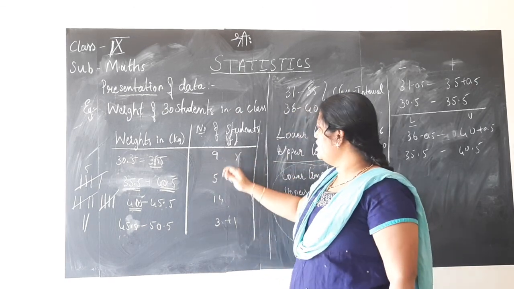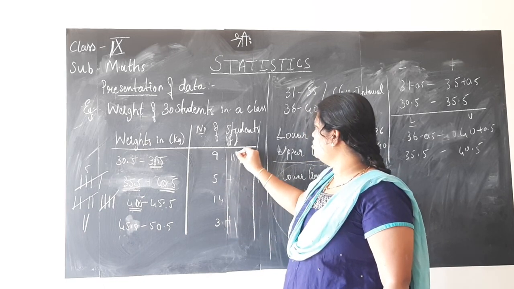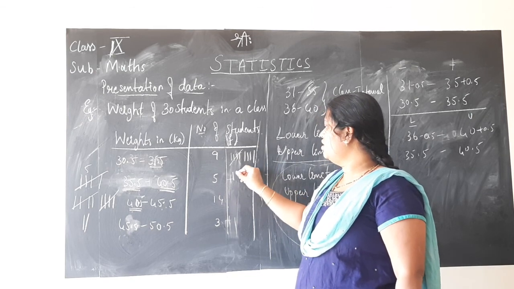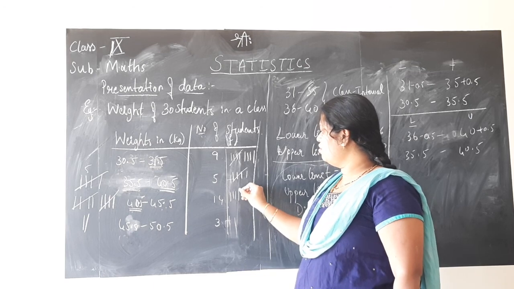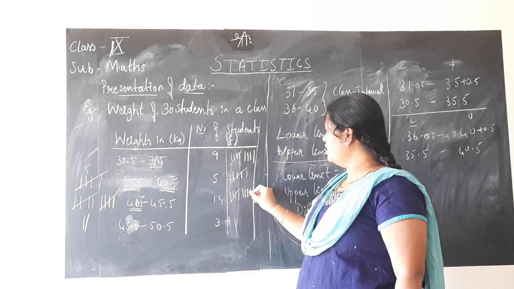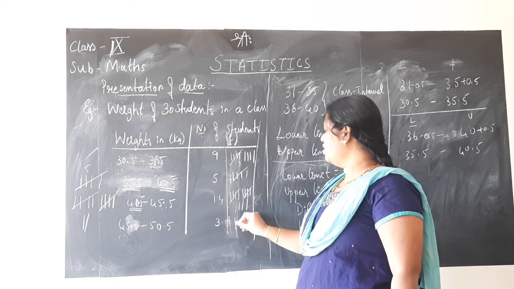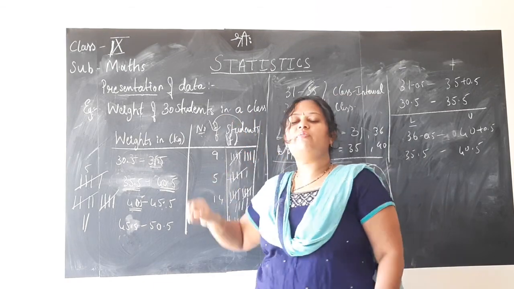Say suppose 9 is there. How to write it in tallies? I will just show you. 1, 2, 3, 4, 5, 6, 7, 8, 9. That is 5 and 4. Say 14 is there: 1, 2, 3, 4, 5, 6, 7, 8, 9, 10, 11, 12, 13, 14. That is 5, 5, and 4. So first will be the tally, children, followed by the frequency column.